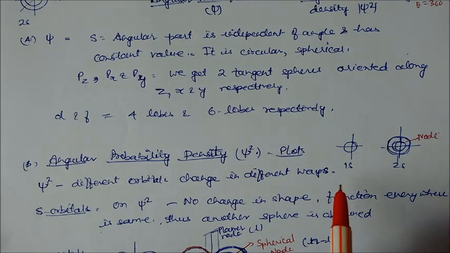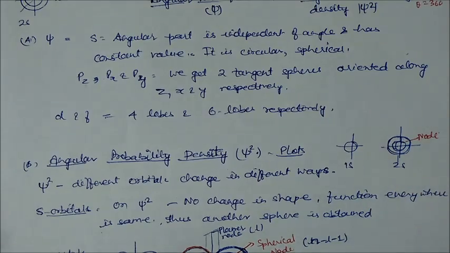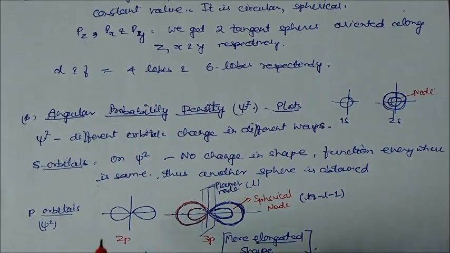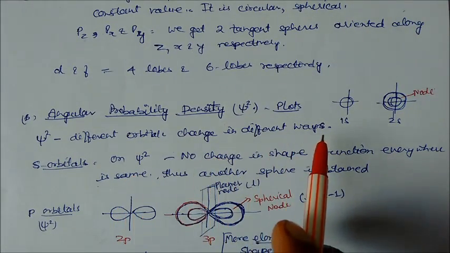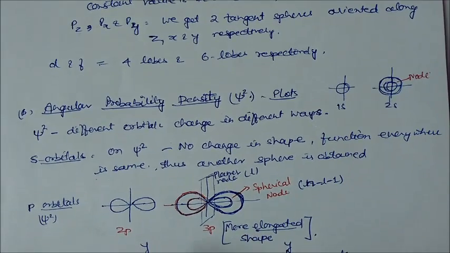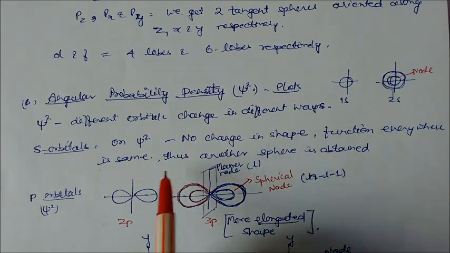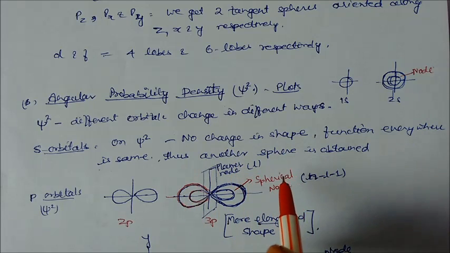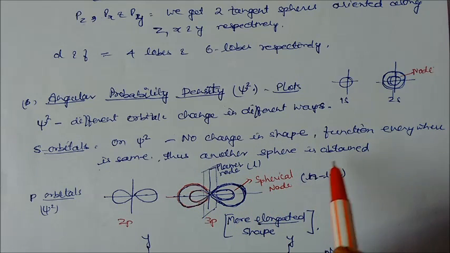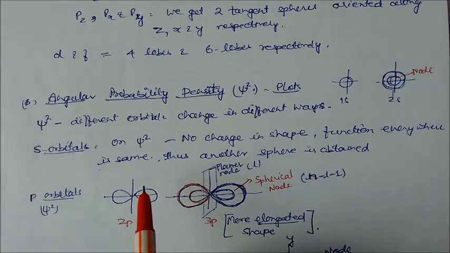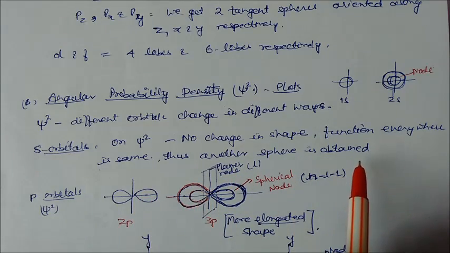In psi square you can see the graph is again the same. Psi square means different orbitals change in different ways. How? See here, for the s orbital there is no change in shape. The shape will not change, only there will be an increase in size, meaning the shapes will be concentric. The function is the same everywhere.